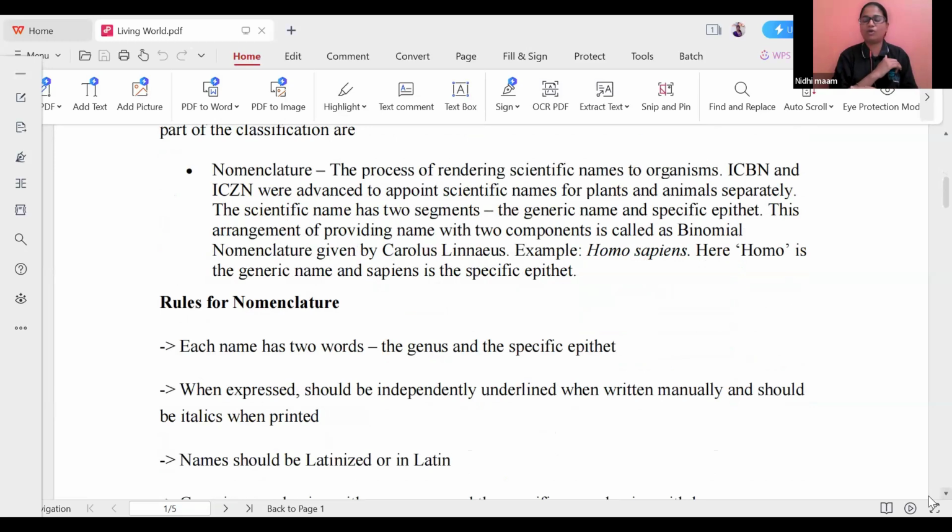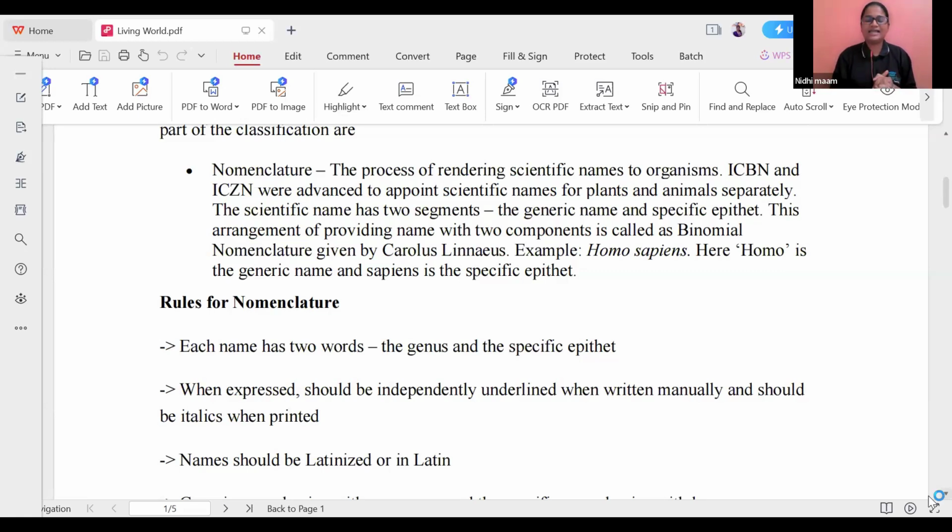What do you mean by nomenclature? Just remember it as namakarana madodu anta. How do you give scientific names to organisms? It is called nomenclature. An organization named ICBN will name the plants. ICZN will name the animals.